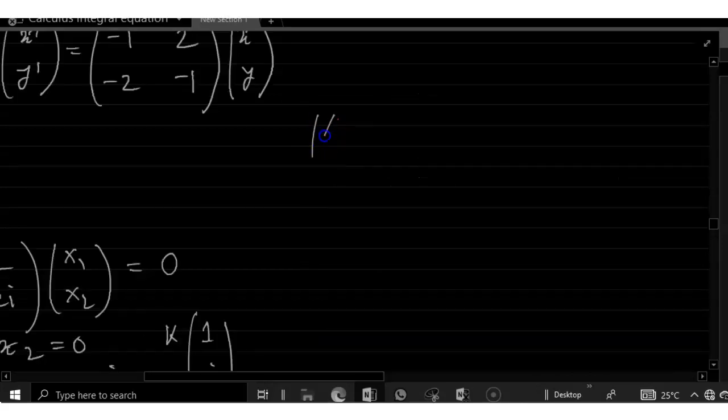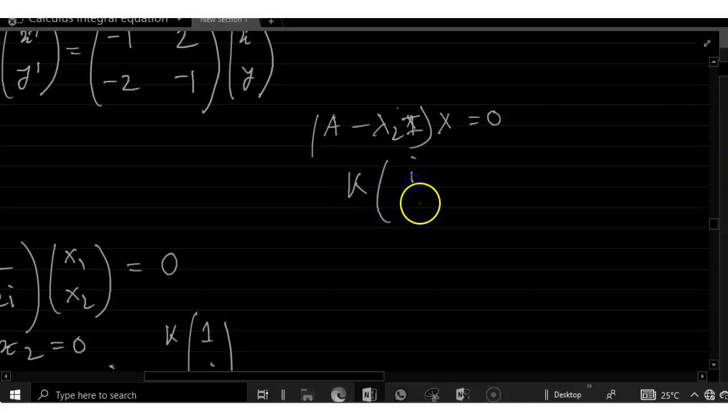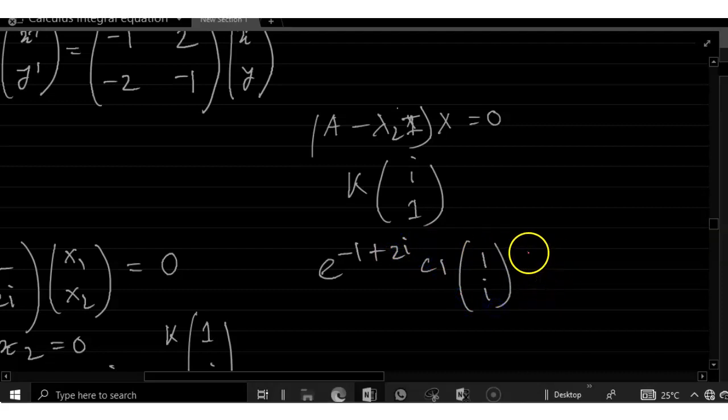And after that, determinant of (A minus lambda 2 I) x equals 0. Similarly, we get the same eigenvector (i, 1). This type of eigenvector we get. So e to the power (minus 1 plus 2i)t c1 (1, i) plus e to the power (minus 1 minus 2i)t c2 (i, 1).